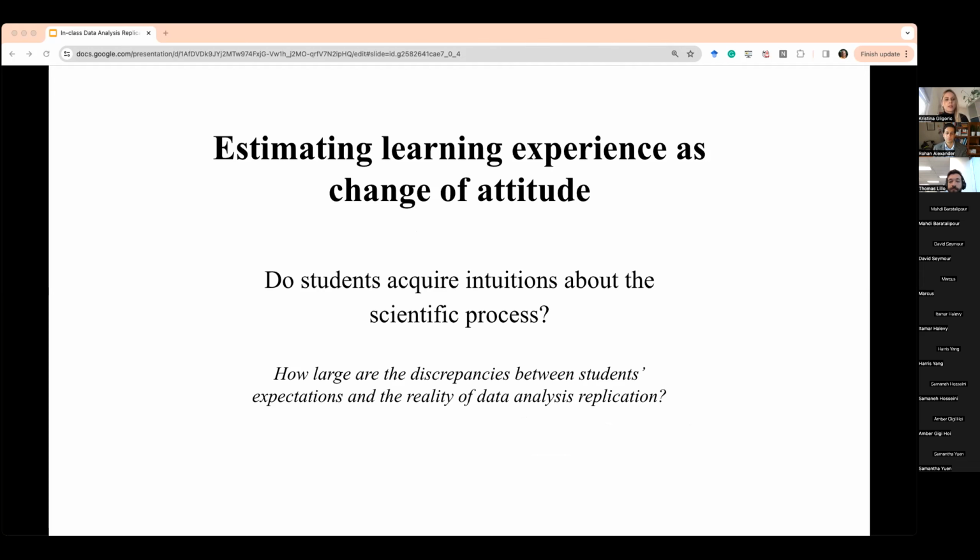In this work in particular, the main focus is trying to estimate the learning experience, which is operationalized as a change of attitude. We measure attitude shifts, and we try to understand whether students acquire intuitions about the scientific process by replicating the work of others. We focus on discrepancies between what students expect from this kind of exercise and how it actually goes, and what changes in the process.